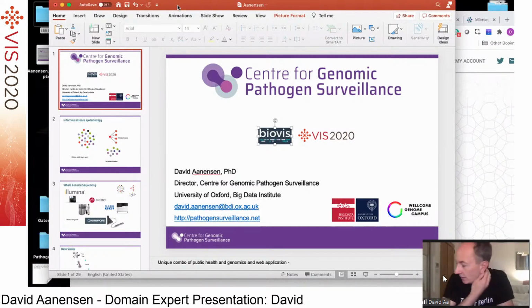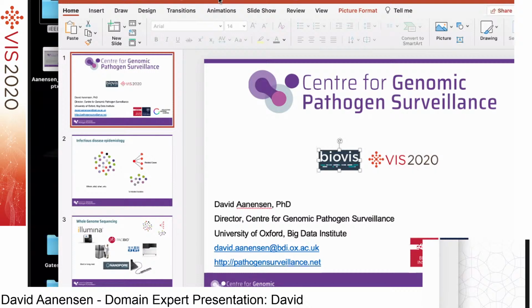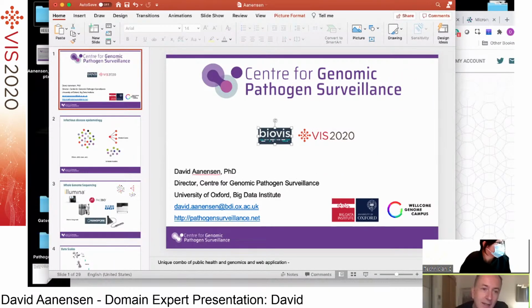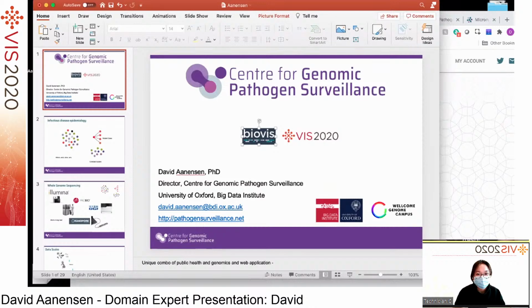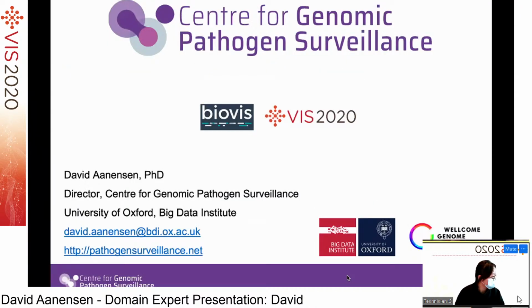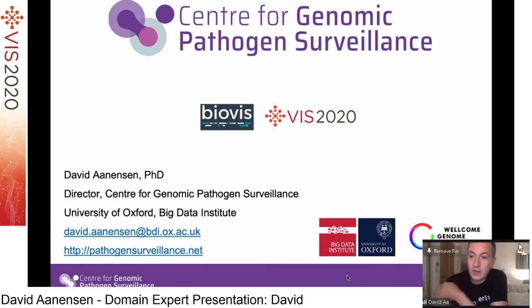Firstly, thanks, Anna, for the invitation to this conference. I've watched the conference very carefully over the years, and it's a real pleasure to be able to present at reasonably short notice today, but thank you ever so much. So my name is David Aanensen. I'm going to talk about some of the work we do at the Centre for Genomic Pathogen Surveillance, which is currently co-housed between the Big Data Institute in Oxford and the Wellcome Genome Campus, home of the Sanger Institute.